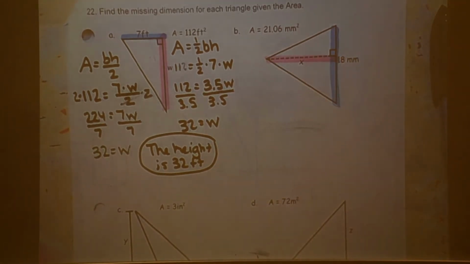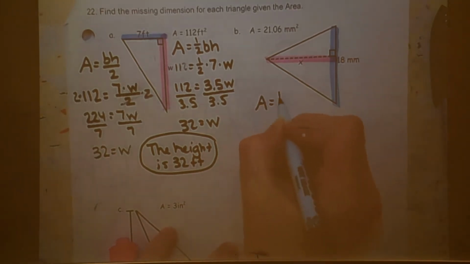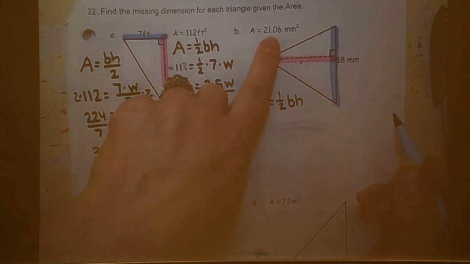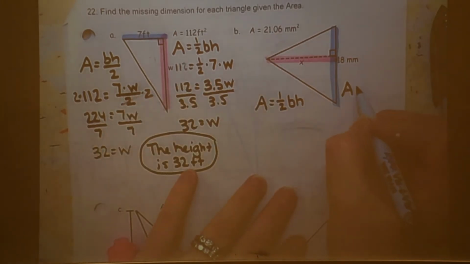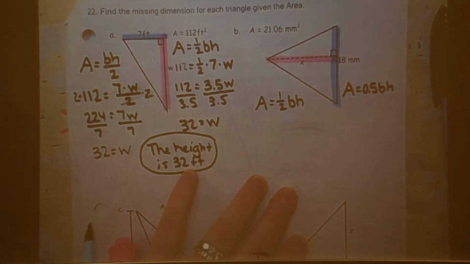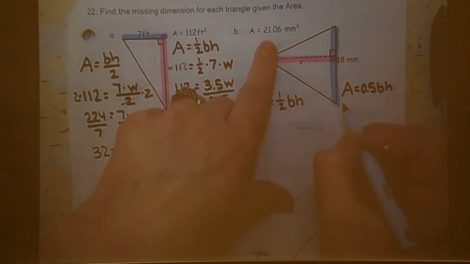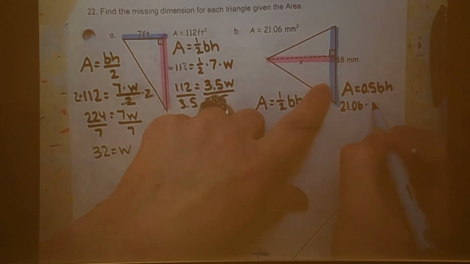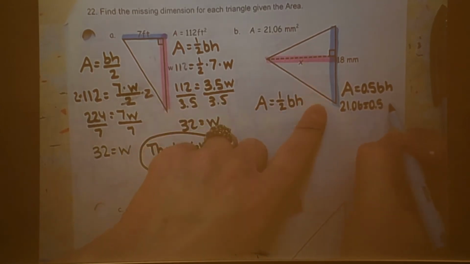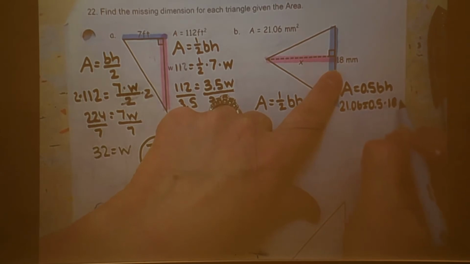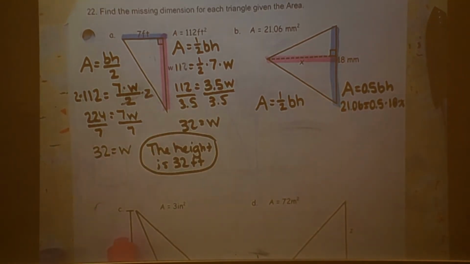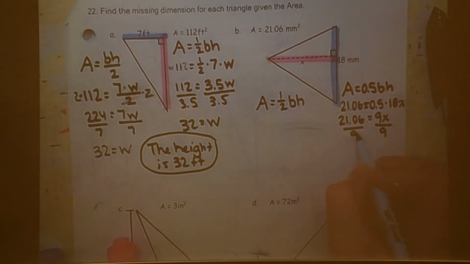They gave us the area, so when I get to substitution, I can substitute that 21.06. Area equals 1/2 base times height. You notice that this one's got a decimal. You might say, I'm going to go 0.5 times base times height. 21.06 equals 0.5 times 18 times x. I can do half times 18. Half of 18 is 9, so 9x. And divide both sides by 9. And I get 2.34 equals x.